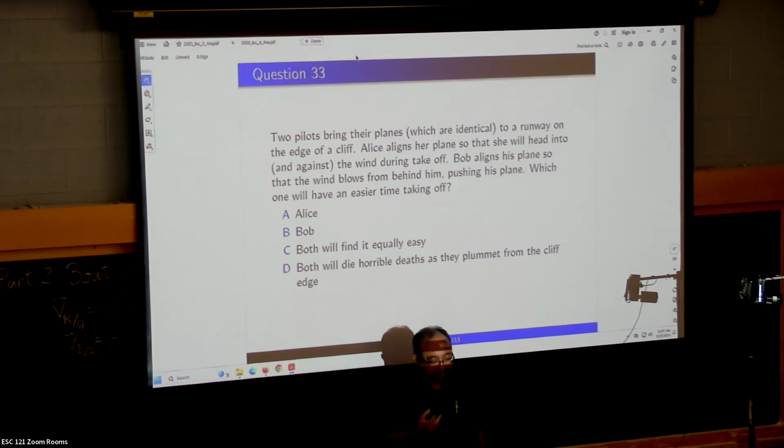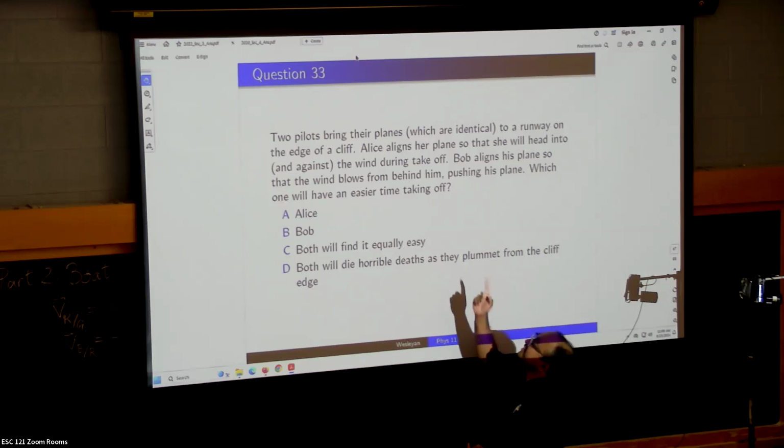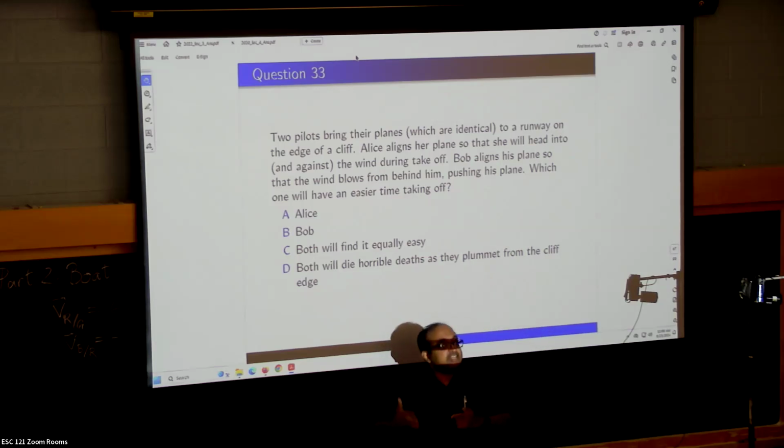The bit of information you needed is that the way a plane gets lift is from the air flowing over the wing. The faster the air flows over the wing, the more lift it will generate. Because Alice is heading into the wind, the speed of the air over her wing is greater, so it generates more lift and she gets off the ground much easier.